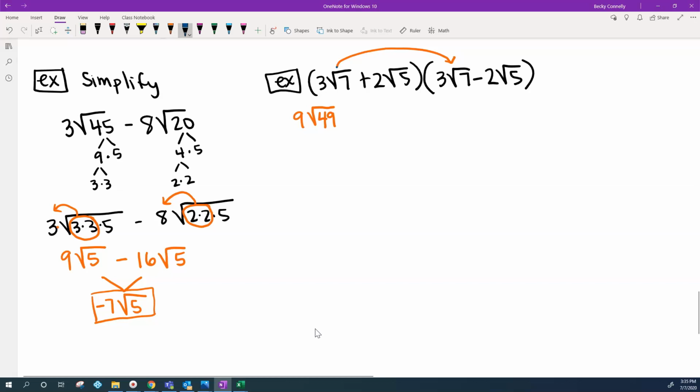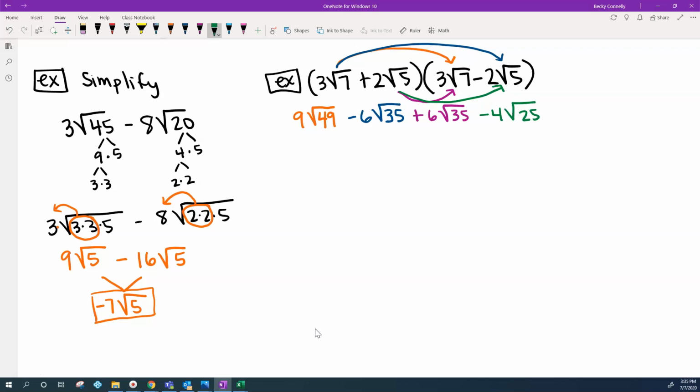Then we're going to take the outside terms, multiply those together. So 3 times negative 2 is negative 6, and then times the square root of 7 times 5, which is 35. Okay. Now let's do the inside terms. So that's going to give me positive 6 square root of 35. And then the last terms will give me negative 4 times the square root of 25.